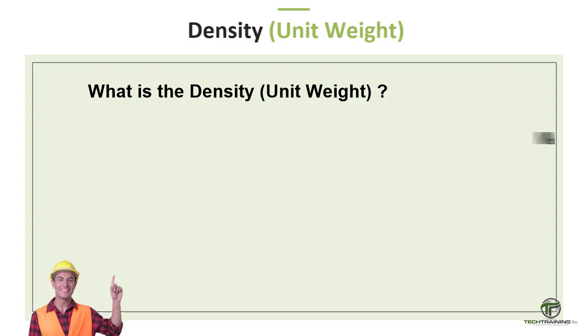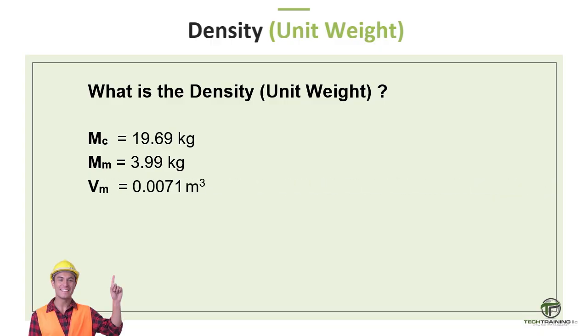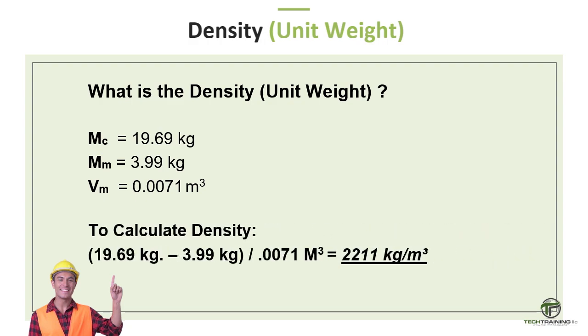The measure filled with concrete weighs 19.69 kilograms. If we subtract the weight of the measure empty, which was 3.99 kilograms, the concrete itself weighs 15.70 kilograms. We can now divide the weight of the concrete by the volume of the measure. You may recall the measure reported in liters. The measure was 7.08 liters. If we convert 7.08 liters to cubic meters, the volume of our measure is 0.0071 cubic meters. Therefore, the density of our concrete is 15.7 kilograms divided by 0.0071 cubic meters, or in this case, 2,211 kilograms per cubic meter.